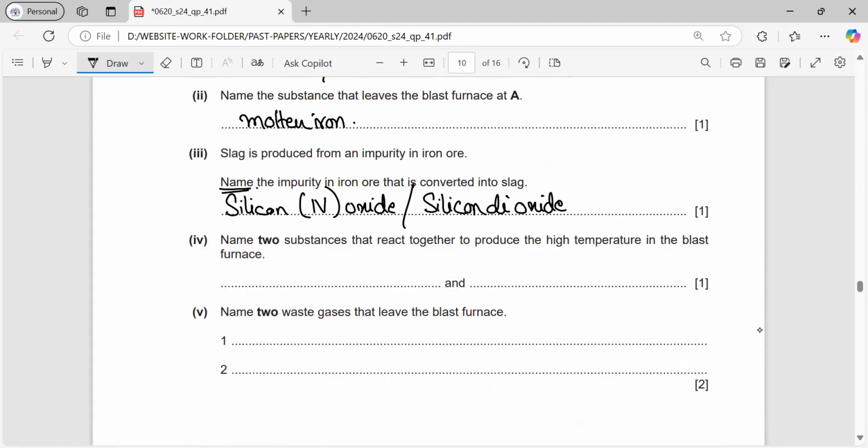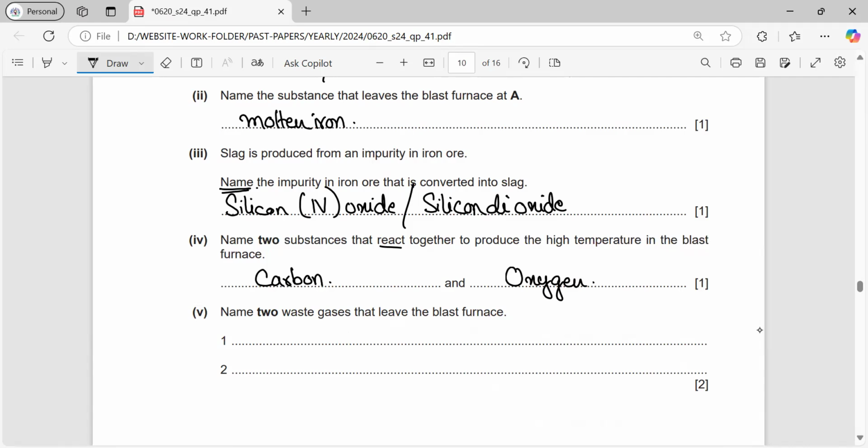Name two substances that react together to produce high temperature in the blast furnace. Note now, to increase the temperature in the blast furnace, we use coke, which is carbon, and we burn it in oxygen so that it produces carbon dioxide, which increases the temperature of the furnace.